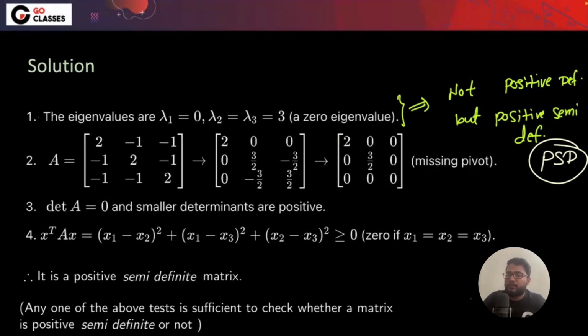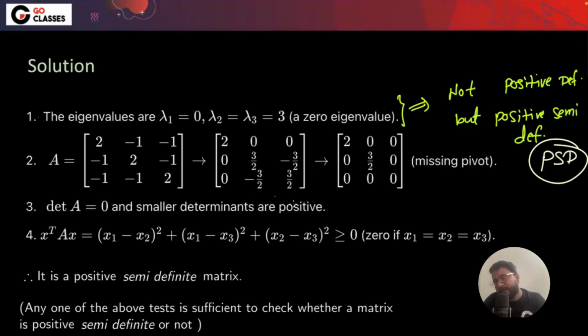Then you can say it is positive semi-definite, right? It is not positive definite. From here also, the conclusion is that it is not positive definite. It is positive semi-definite, which means it is not PD, it is PSD. You can also find the determinants. If one of the determinants, the determinant of this complete matrix, is actually 0, then it is positive semi-definite, and all other determinants have to be positive.